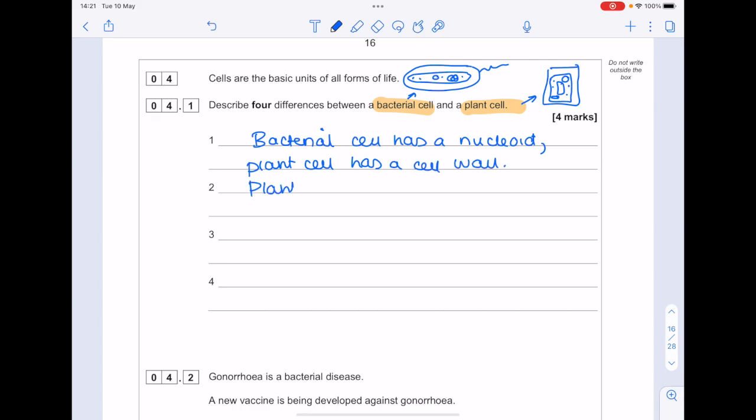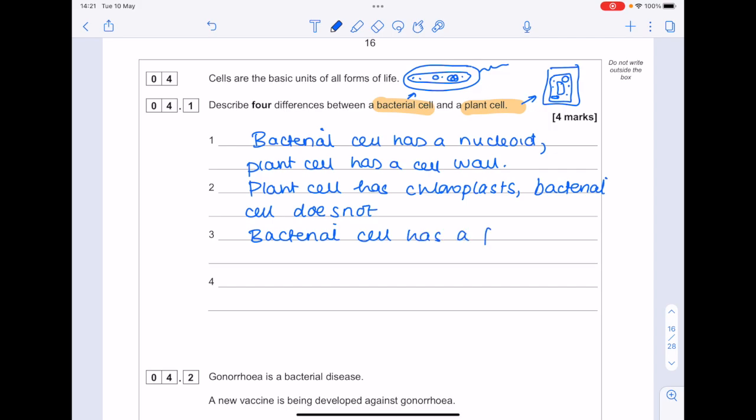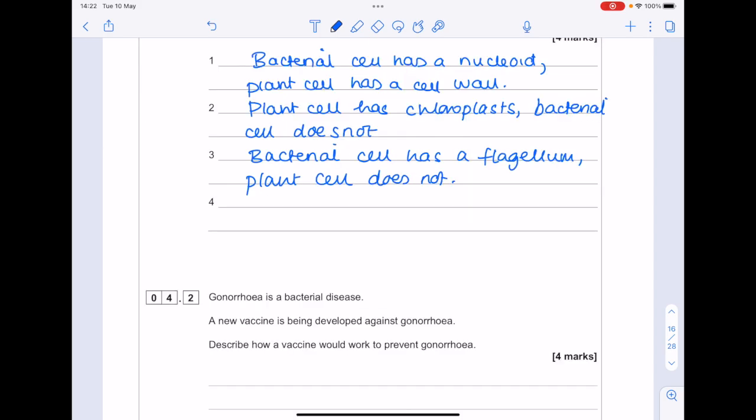Plant cell has chloroplasts, so it can carry out photosynthesis. Bacterial cell does not. The bacterial cell has that flagellum, that tail to help it move. The plant cell does not. Bacterial cell has plasmids.